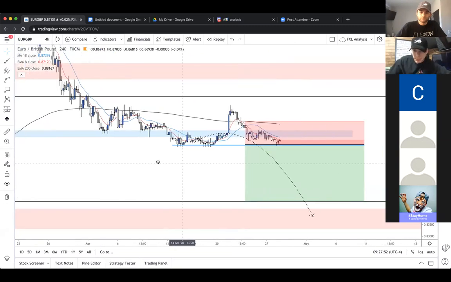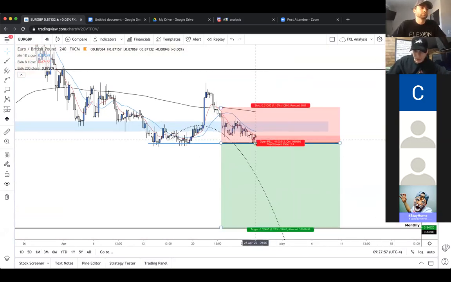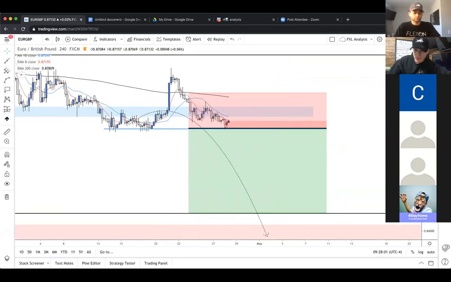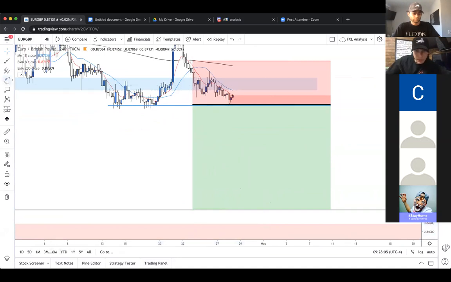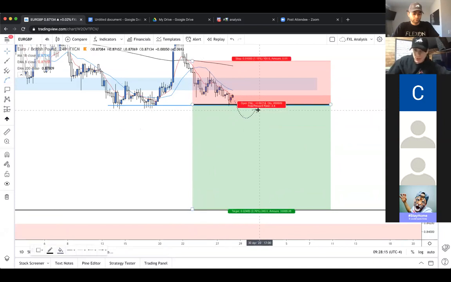I did mark this minor structure level here. I want to see this support level break, pretty much where this entry is. I want to see that happen before I do anything else. So the way that this could play out, I want to see a nice push lower, followed by a retest, and then bearish confirmations, and then we're short.